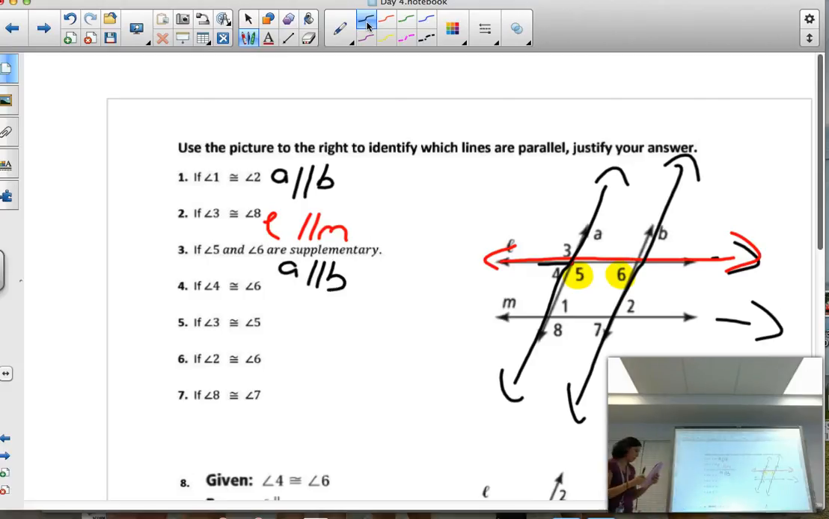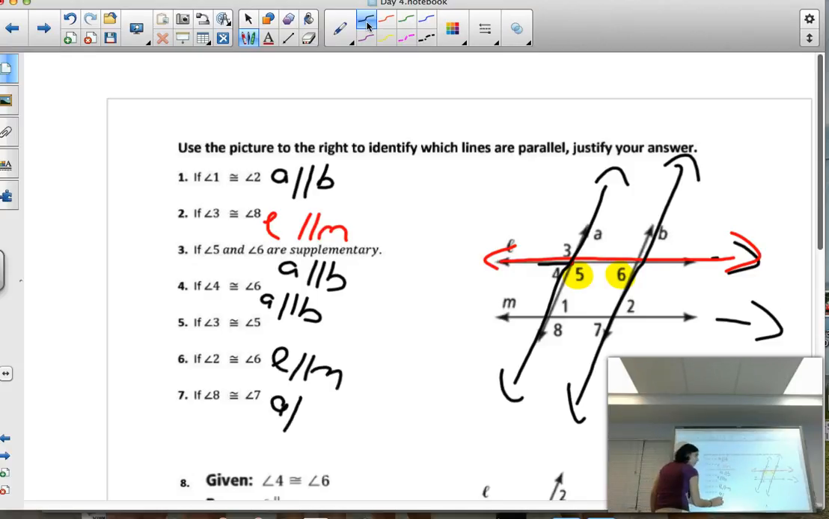Okay, what about 4? What'd you get for 4? A and B. Good. I'm going to skip 5 for right now. What about 6? L and M. And 7? A and B. We're going to do that one right now.